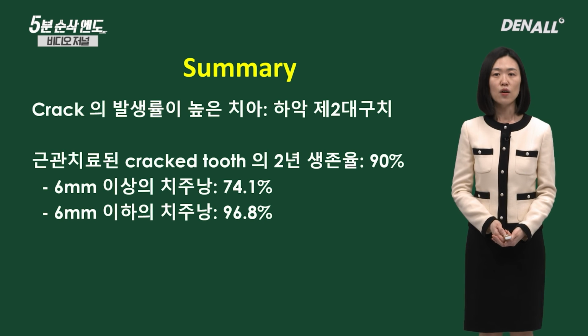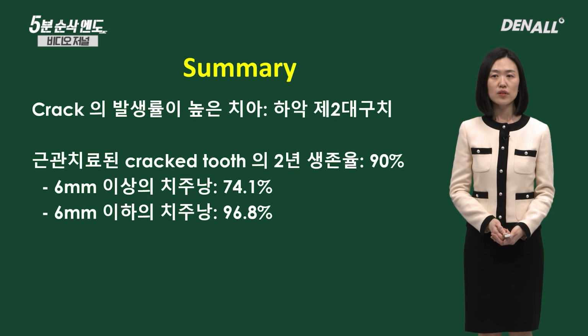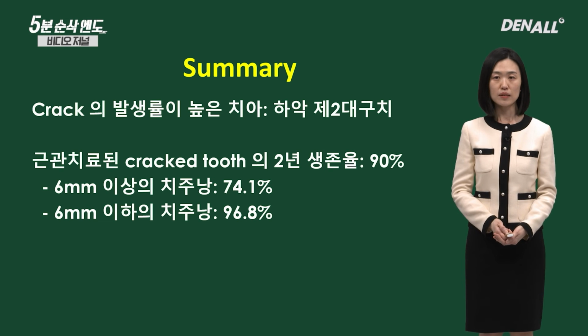I'm going to talk about the conclusion. Lower second molar was more prone to crack occurrence. The 2-year survival rate of a cracked tooth which has gone through root canal treatment was approximately 90%. To talk about survival rate, if the PPD was over 6 mm, it was 74.1%. If it was below 6 mm, it was 96.8%.